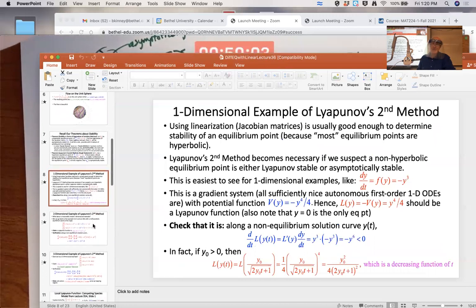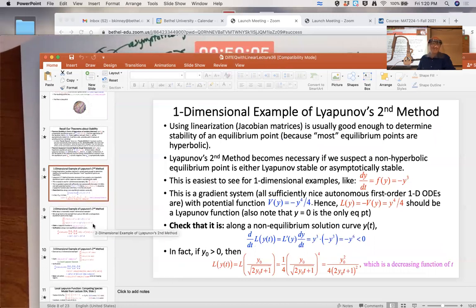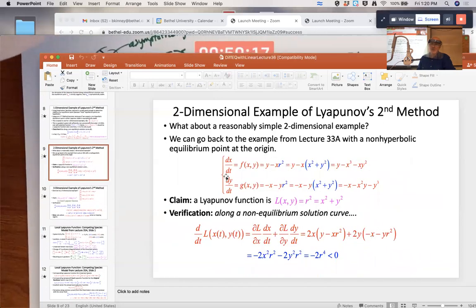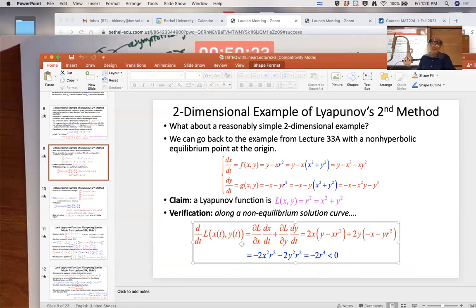This is an example with Lyapunov's second method. It's a one-dimensional example, which makes it easier, but I wouldn't have you do a problem like this. This one I did in the video yesterday related to polar coordinates and trapping regions and the Poincare-Bendixson theorem that I had you read about.